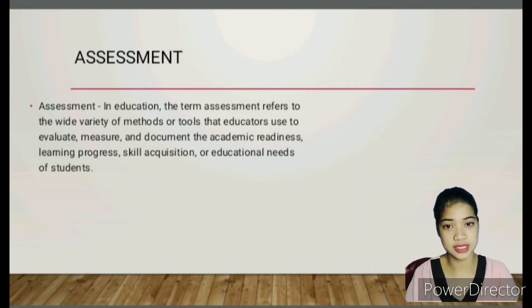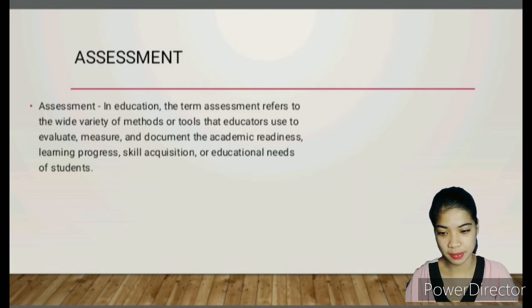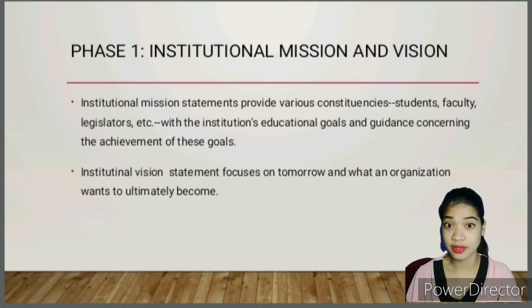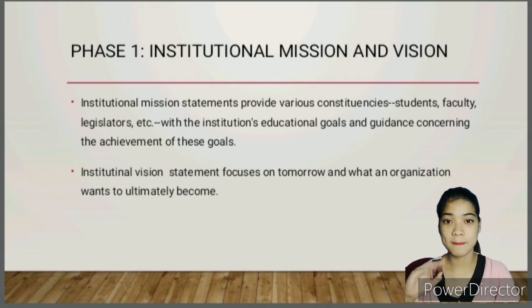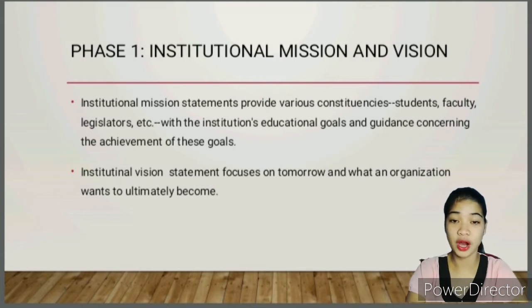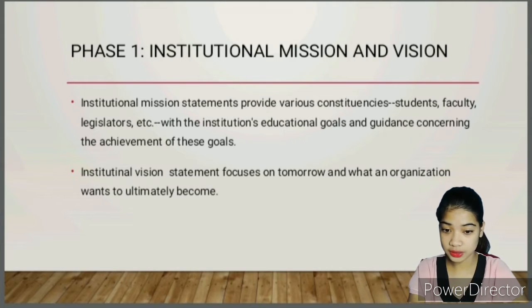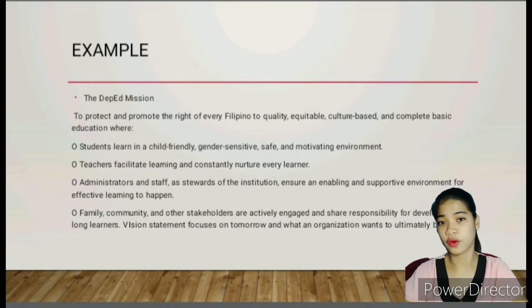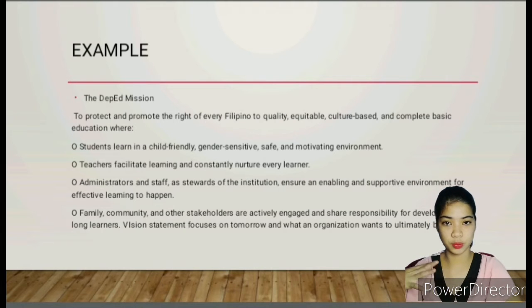The first phase of outcome assessment in the instructional cycle is the institutional mission and vision. Institutional mission provides various constituencies, students, faculties, legislators, etc. with institutions' educational goals and guidance concerning the achievement of these goals. So for example, in CMU, as an institution, we have the vision and mission.